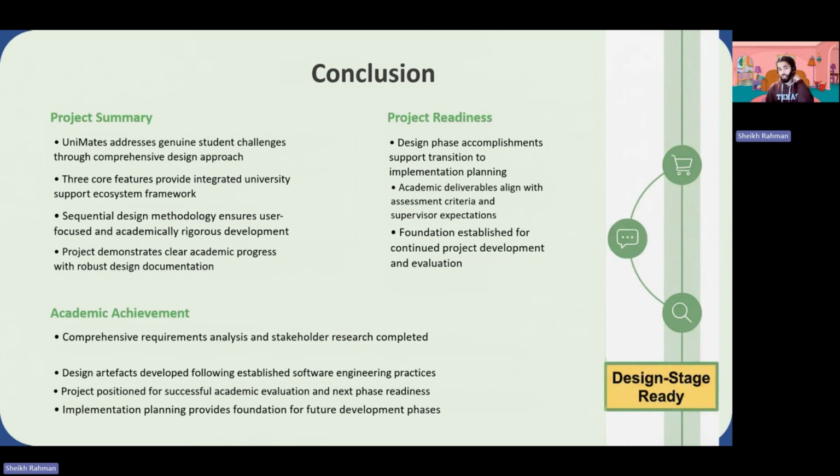And in conclusion, Unimates addresses genuine student challenges by providing an integrated mobile platform for student academic and social support. The project demonstrates strong academic progress through structured requirement analysis, stakeholder research, and system modeling. The design phase has established a solid foundation for the future implementation, testing, and evaluation.